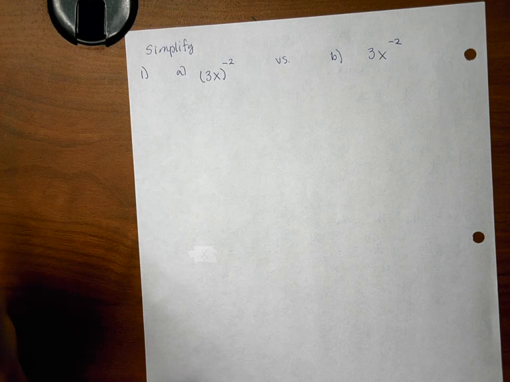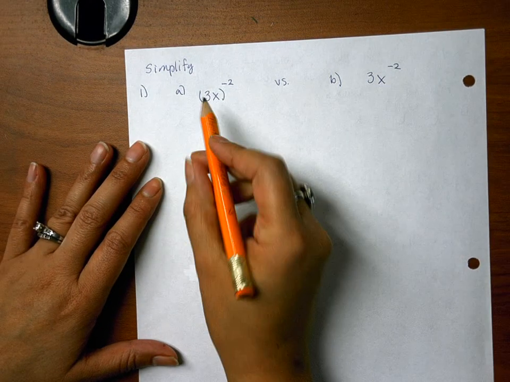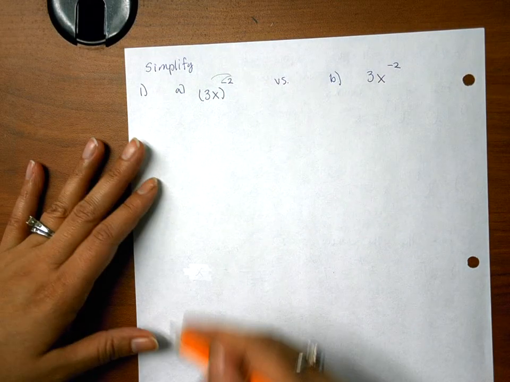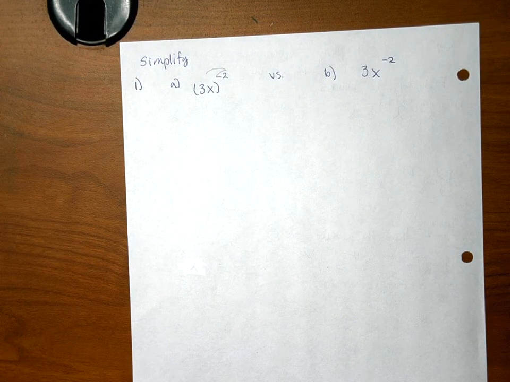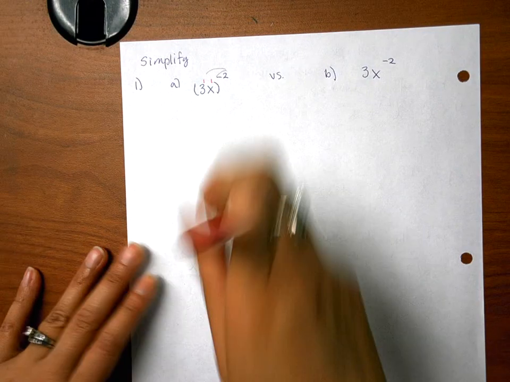Parentheses 3x to the -2nd power versus 3x to the -2nd power. We've talked about this in class. What's the difference? Is there a difference? There indeed is. Here we distribute the -2 to both of them.